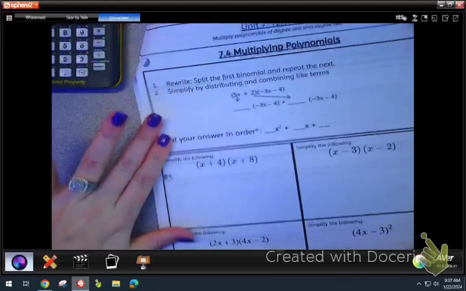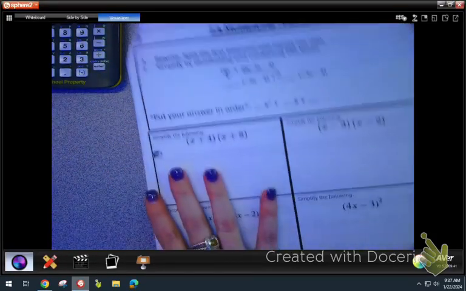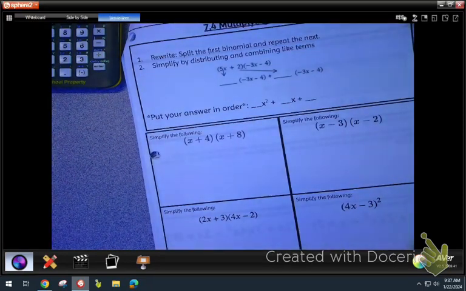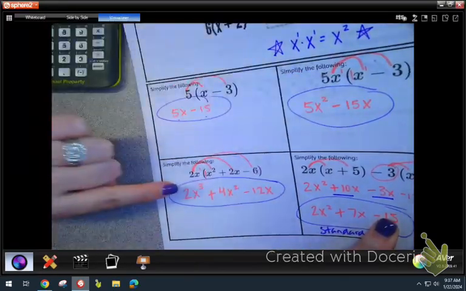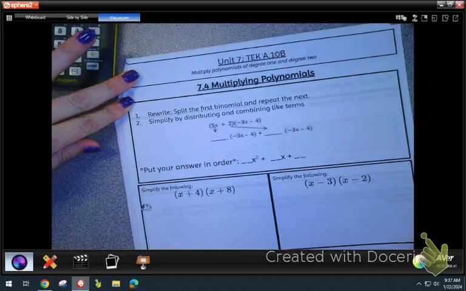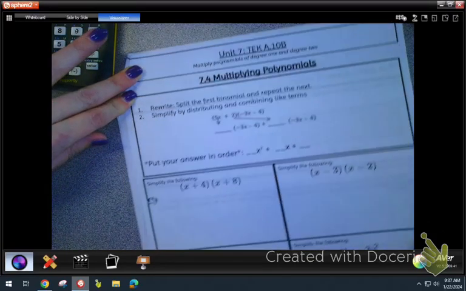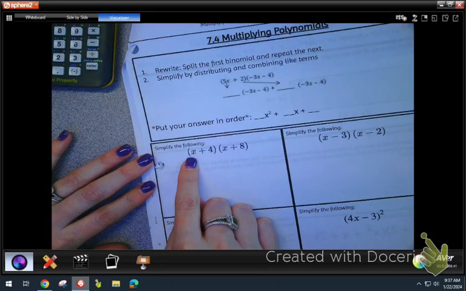Okay? So flip over. And now what's going to be a little bit different is that we're no longer just multiplying monomials on the outside to polynomials on the inside. Remember, a monomial is one term. Every single problem on this other page, there was just one term hanging out on the outside.